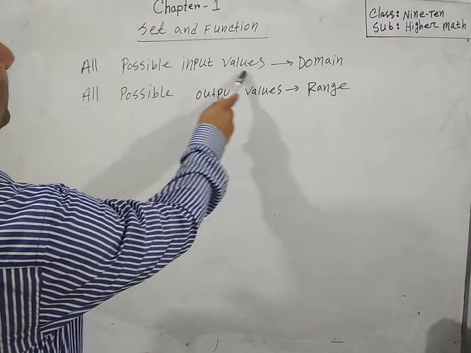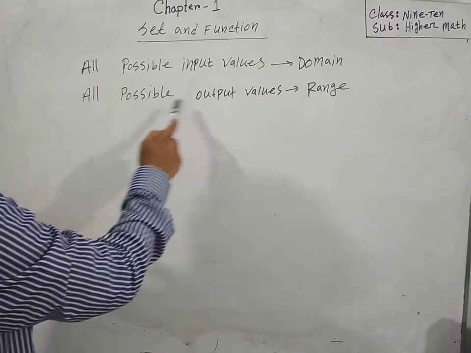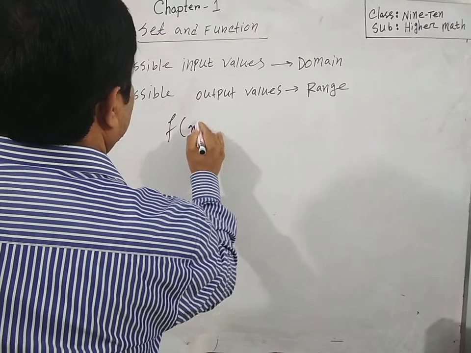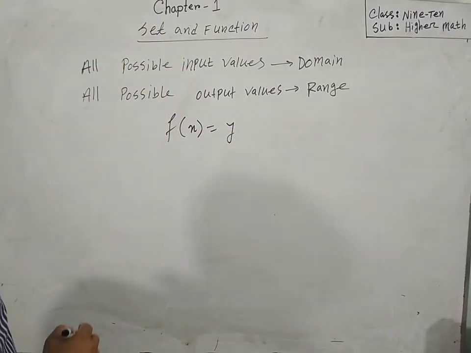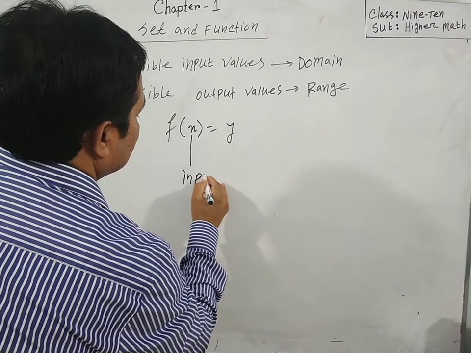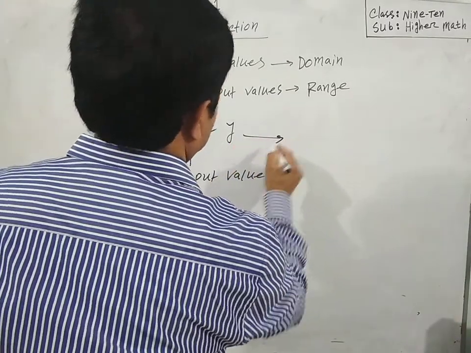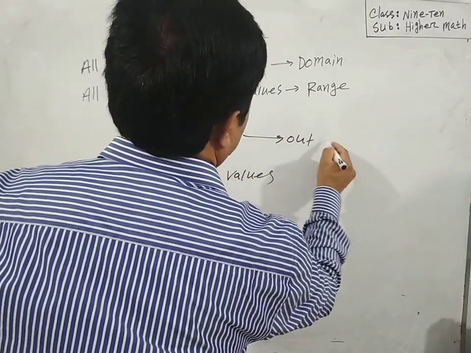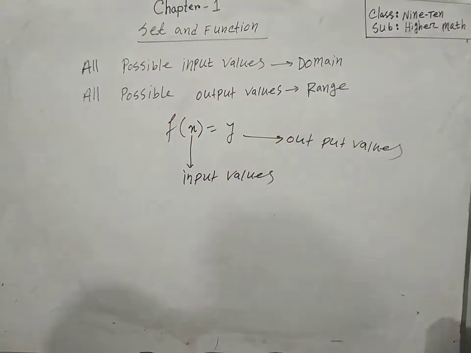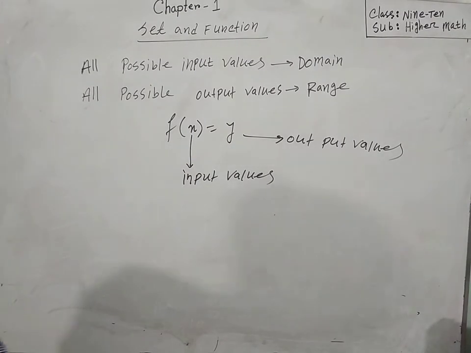All possible input values is called domain and all possible output values is called range. For example, f of x equals y. Here x is the input values, here y is the output values. Here x is called domain and y is called range.